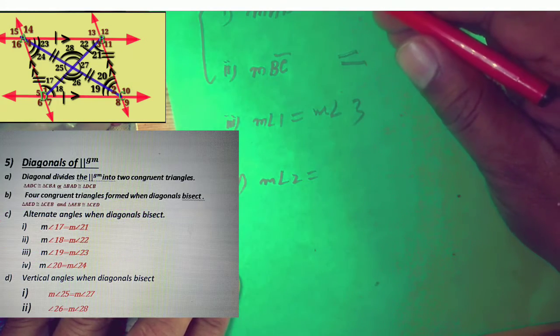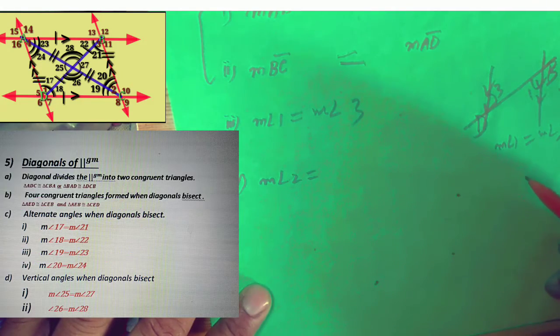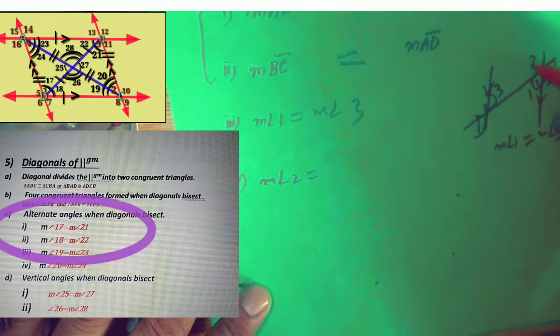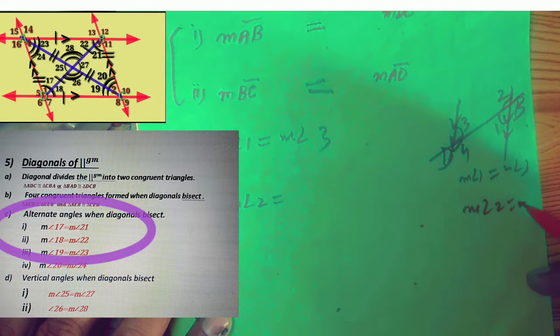At the last, angle 2 will be equal to angle 4, which is also alternate angles. Angle 2 is equal to angle 4, measure angle 2 is equal to measure angle 4.